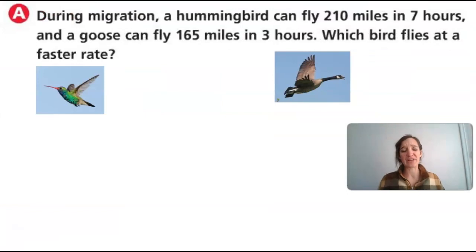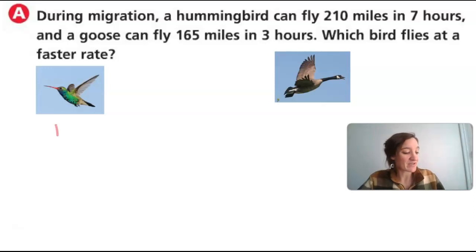Here's another example. During migration, a hummingbird can fly 210 miles in 7 hours, and a goose can fly 165 miles in 3 hours. Which bird flies at a faster rate? Now, if the hummingbird and the goose are like May and Amy, then they're bickering back and forth, like, well, I fly faster. No, I fly faster, blah, blah, blah. And you're going to come in and save the day.